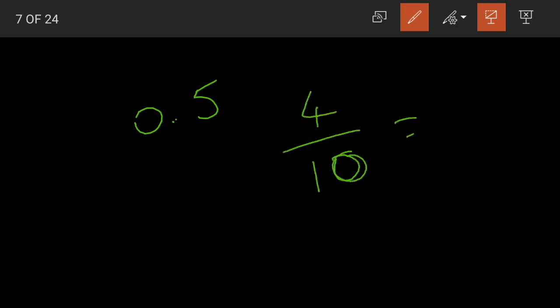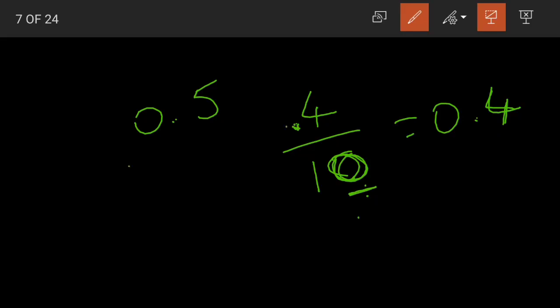Now what do we mean by decimals? Decimals means something written in points. Yes, something written in points. When I say 4 by 10, when I convert this fraction, this easily becomes a decimal here. 4 divided by 10. 10 has 1 zero, so I will put the decimal point after 1 digit here.